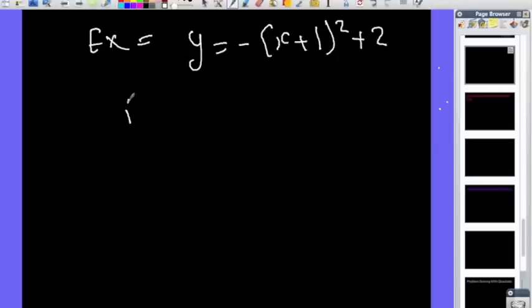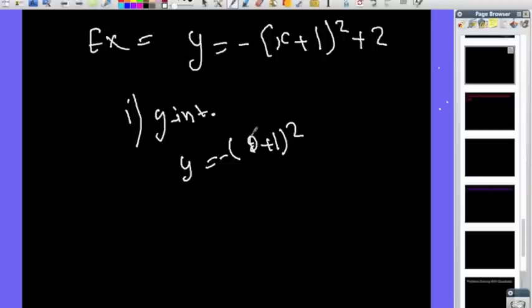In this one you don't really have to find the x-intercepts, just the y-intercept is important. I said that in order to find the y-intercept you need to replace x with 0. So what you would do in this case is y equals negative 0 plus 1 squared plus 2, so negative 1 plus 2, which would be 1. So in this case the y-intercept is 1.